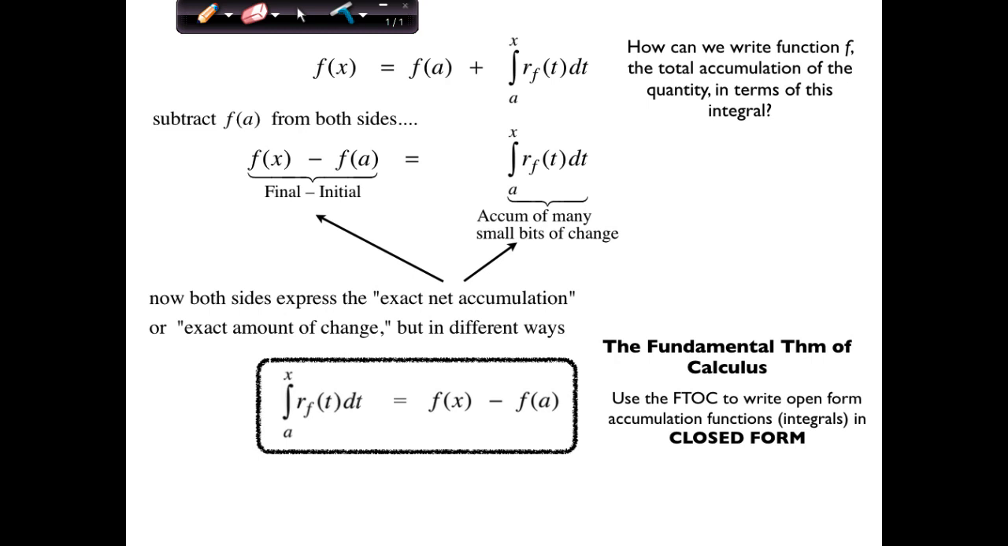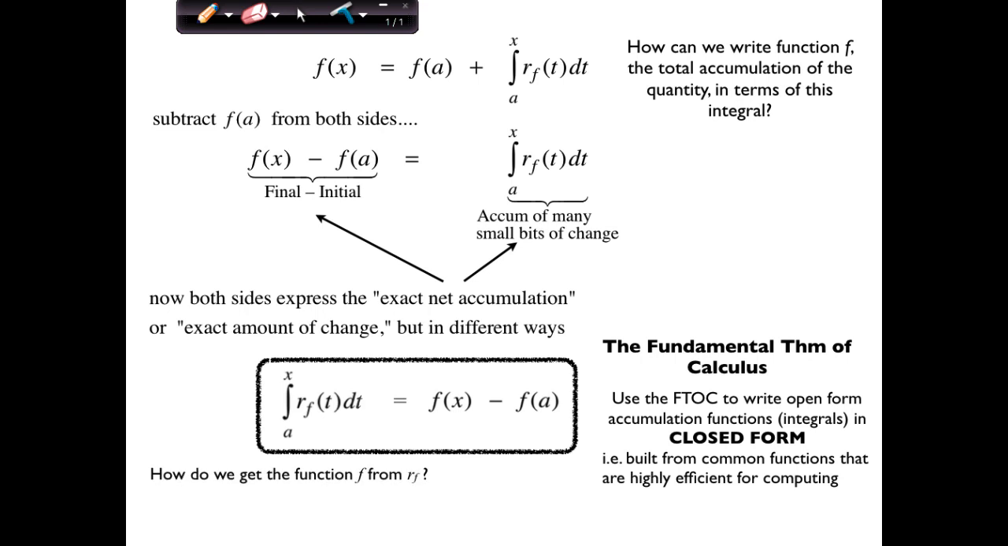Well, the right expression, the way you're looking at it now, is still an open form expression when you write f of x minus f of a. But once we have actual examples and actual functions, then that right side will be closed form. Okay. So then the question is, how do we get f, the function f? So we'll have an open form like this over here on the left.